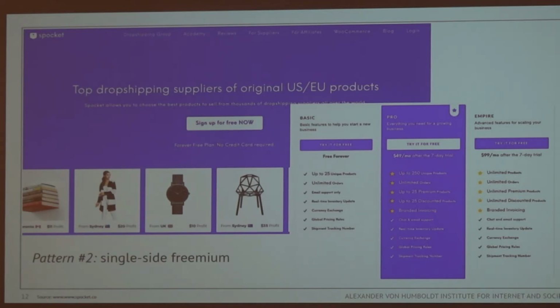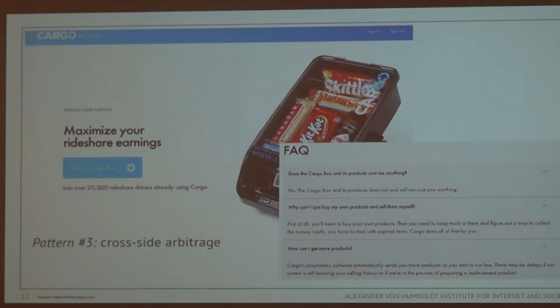Here they have a freemium model, which is applied to the demand side. So if you want to offer a product there, or want to have the logistics from Spocket, then up to a certain amount of products is free, and then you have to go to a membership model.